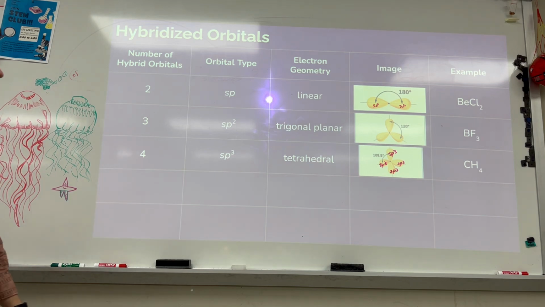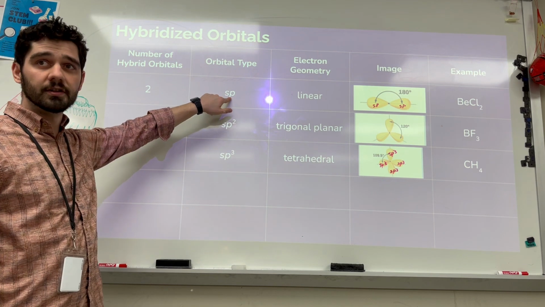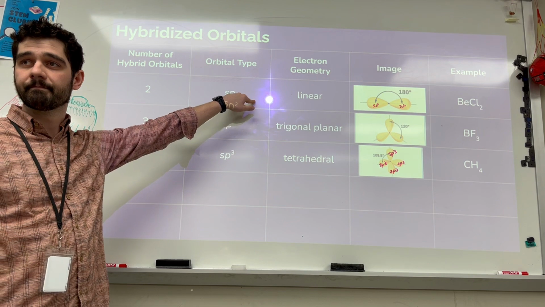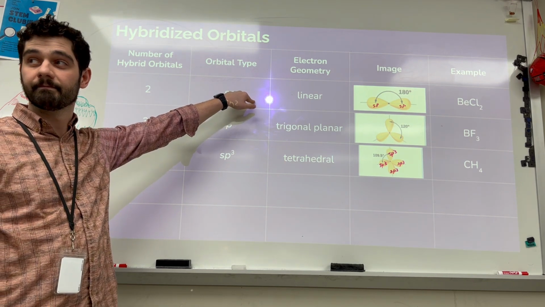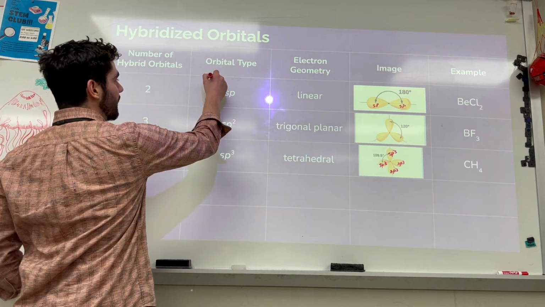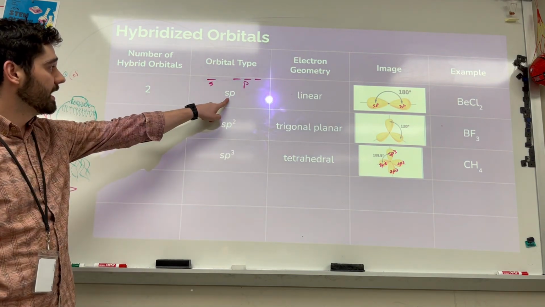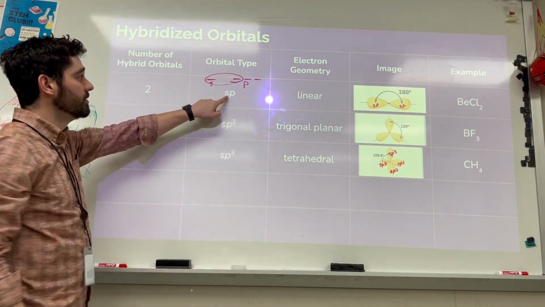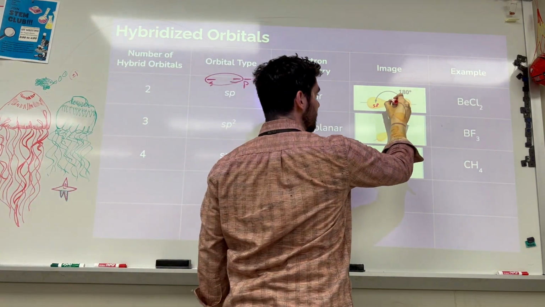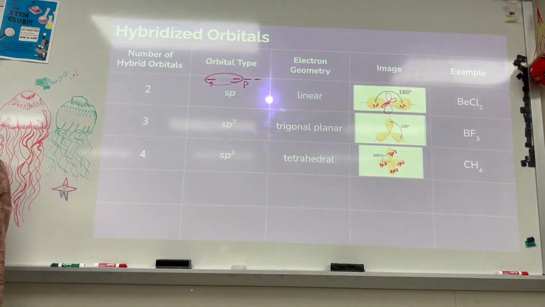Wait a second, let me back up. If I had an s and a p, there's still 2 other p orbitals that didn't get hybridized. What happens to them? Nothing, they're still there. Before, I had my s and then 1, 2, 3 p orbitals. If I want to make an sp hybrid, I only need to combine these 2. I still have 2 other ones that were untouched, unhybridized.